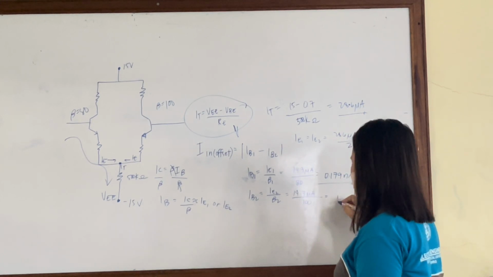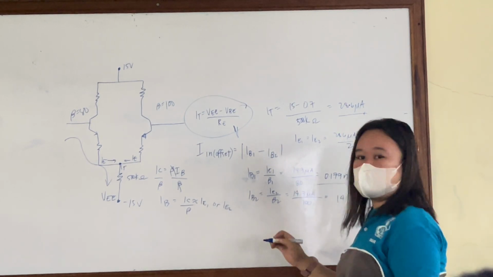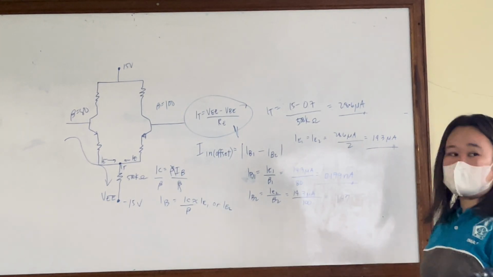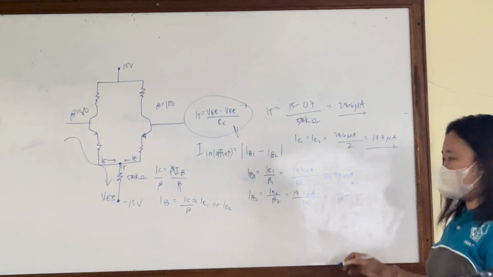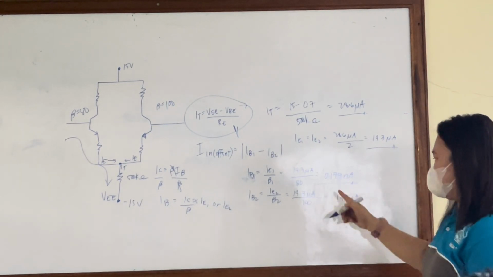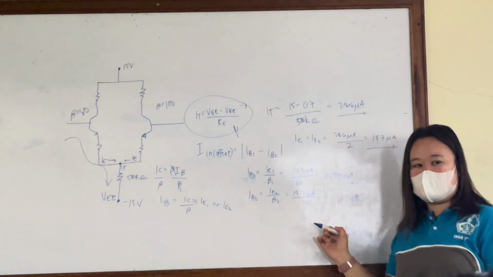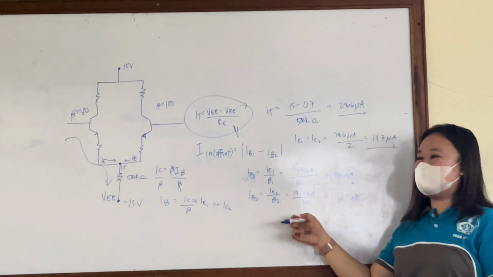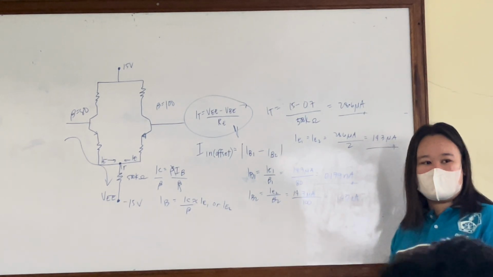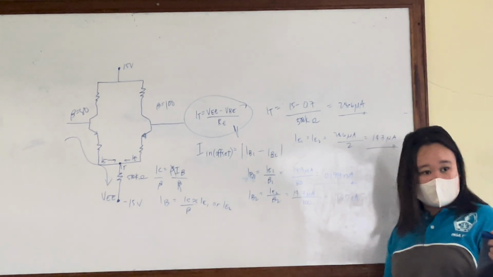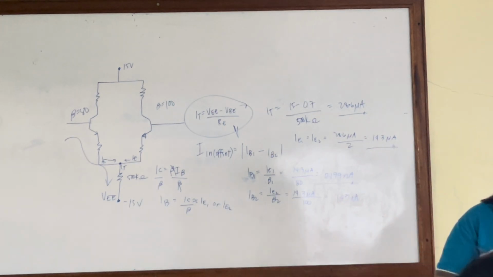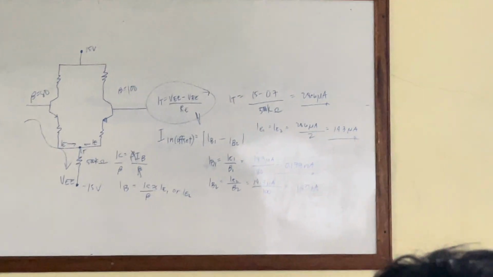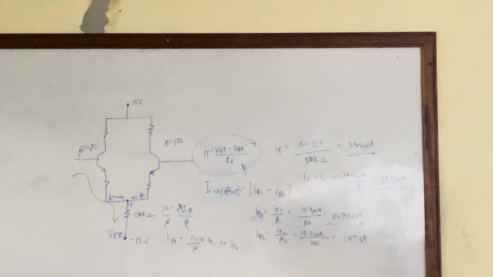Nano, miss? 143. Nano? Di ba? Ito na. Ang negative na yun. Times 10 to the negative 6 all over 100. Nano, miss. 143 nano. 143 na. Sakto. Okay. 143 nano. Times 10 to the negative 9, nano na siya.